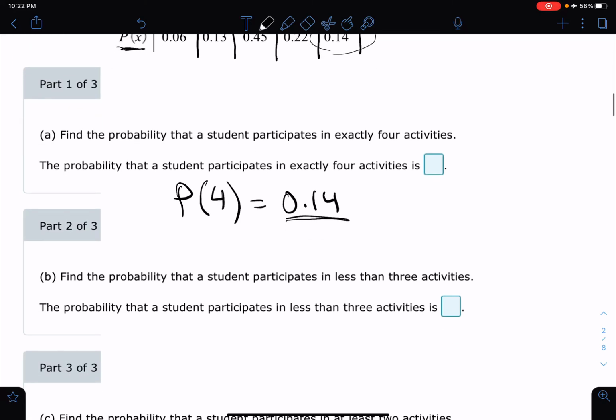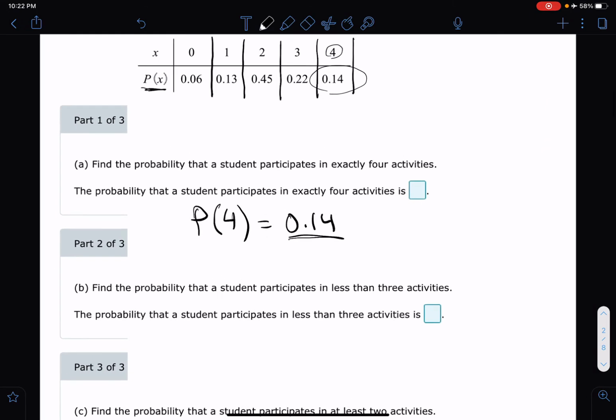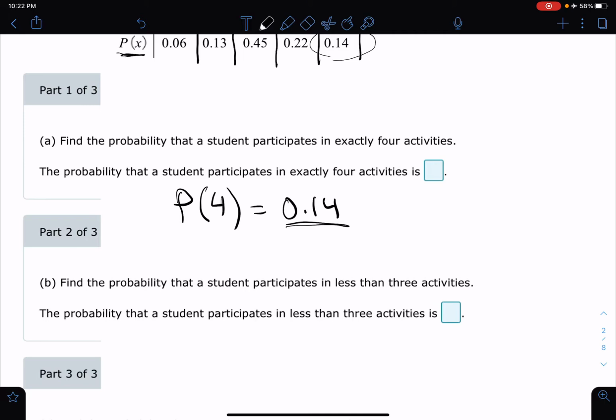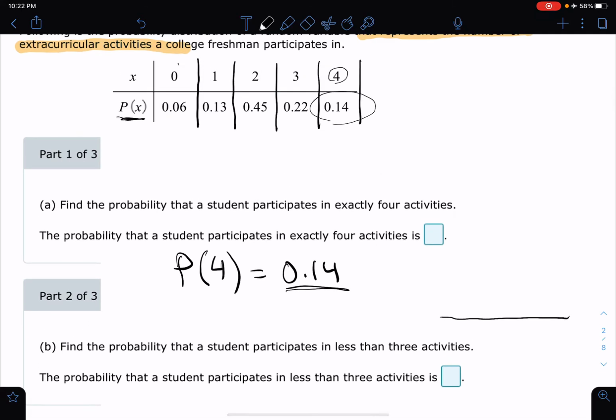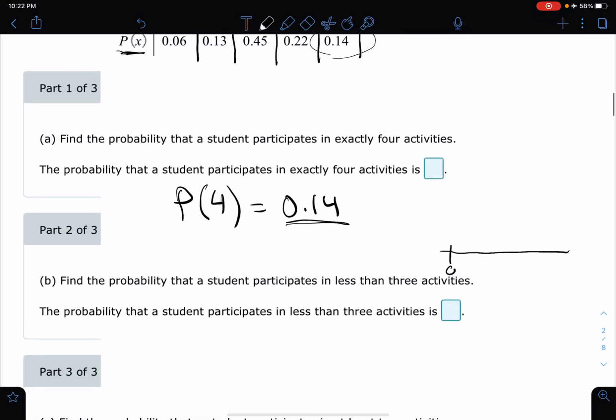It says, find the probability that student participates in less than 3 activities. So with this one, what I'd like to show here is a number line. And notice we have how many activities? We've got 0 to 4. So let me show that. 0, 1, 2, 3, 4. And then what I'd like to do, find the probability that a student participates in less than 3. What's less than 3? Well, that's just going to be 2, 1, and 0.